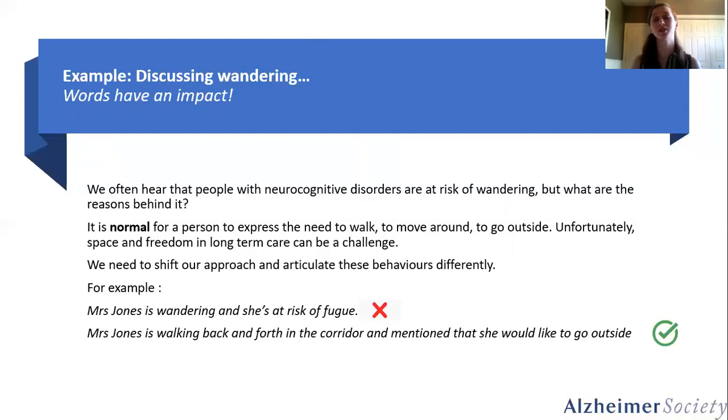But in the meantime, it's important for us to normalize these behaviors, to talk about them in a normalizing way. So instead of saying, for example, Mrs. Jones is wandering, she's at risk of fugue, she's going to get lost, maybe just word it with a more literal description. Mrs. Jones is walking back and forth in the corridor. She mentioned that she would like to go outside.